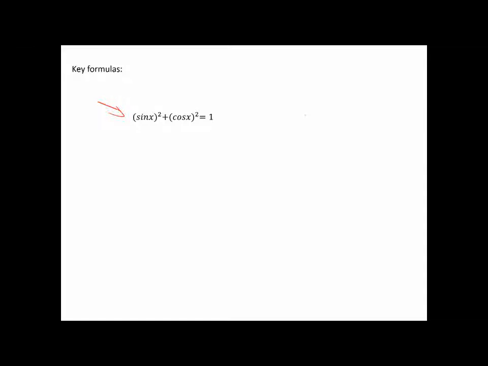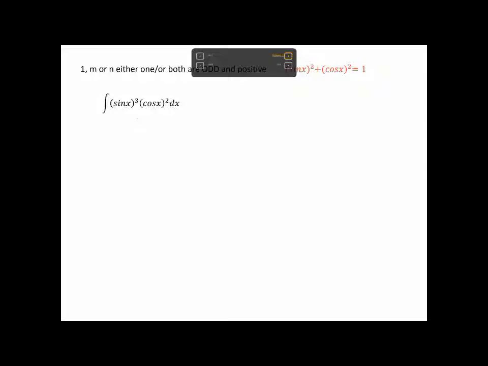Sin squared plus cosine squared equals 1. Let's see how to apply it. See the question: the integral of sin x cubed cosine x squared dx. I see it has high powers, greater than 1, 2 and 3, and I see a positive odd number 3 here. So the method is to split this odd number into an even number plus 1, which is 2 plus 1 here. I want to separate this out.